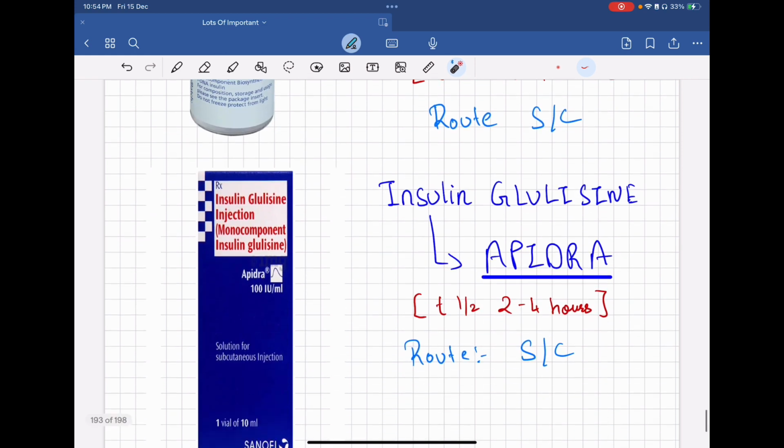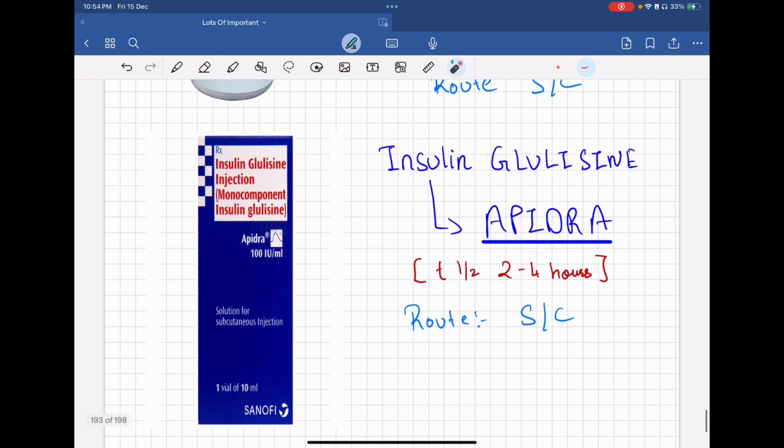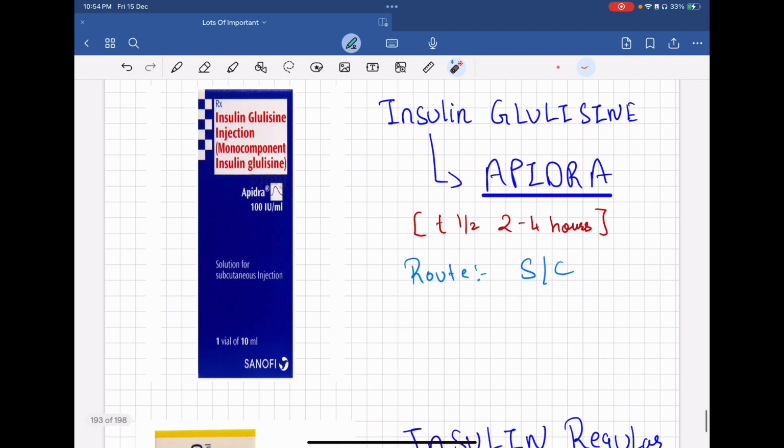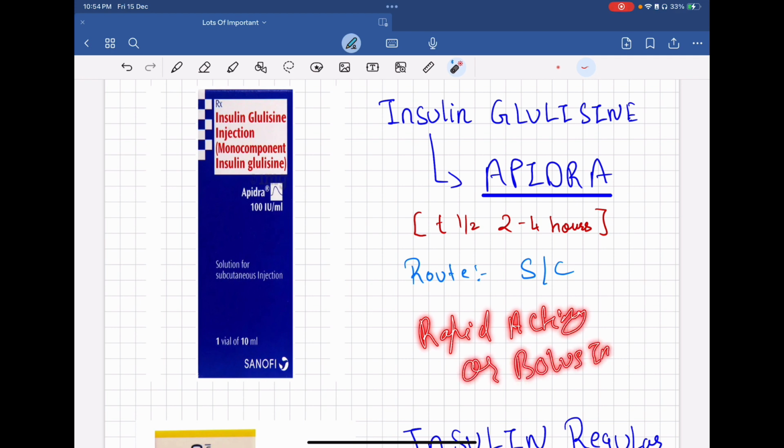So Lispro, Humalog. Aspart is Novorapid, the same half-life of 2 to 4 hours, same route subcutaneous, nothing new here. The third one is Glulisine. The brand name is Apidra. Half-life is 2 to 4 hours. The route is the same, subcutaneous, and these are all rapid acting, also called bolus insulin, right?